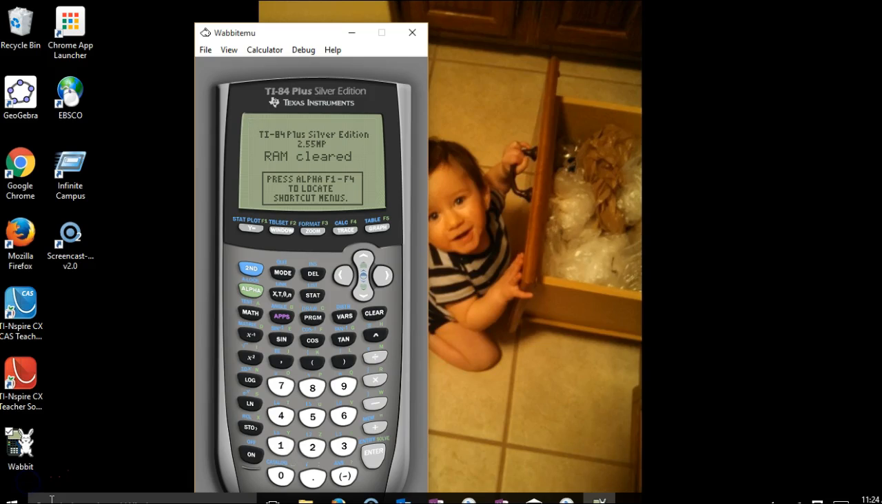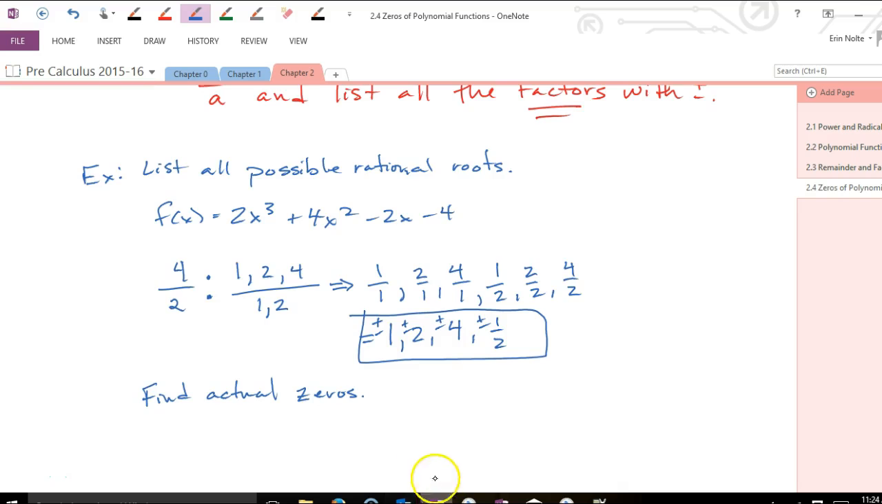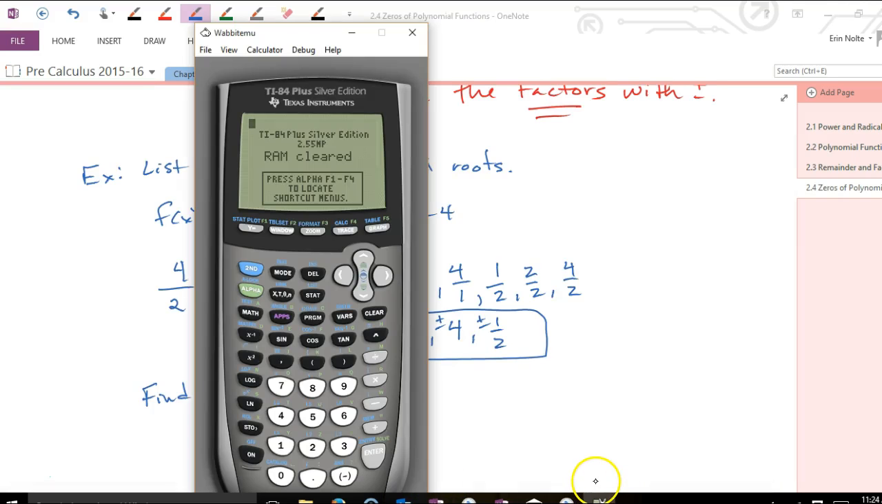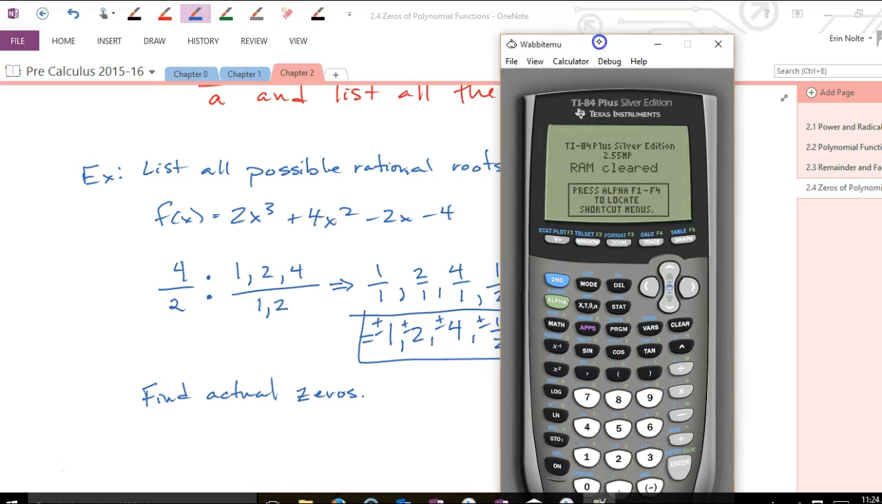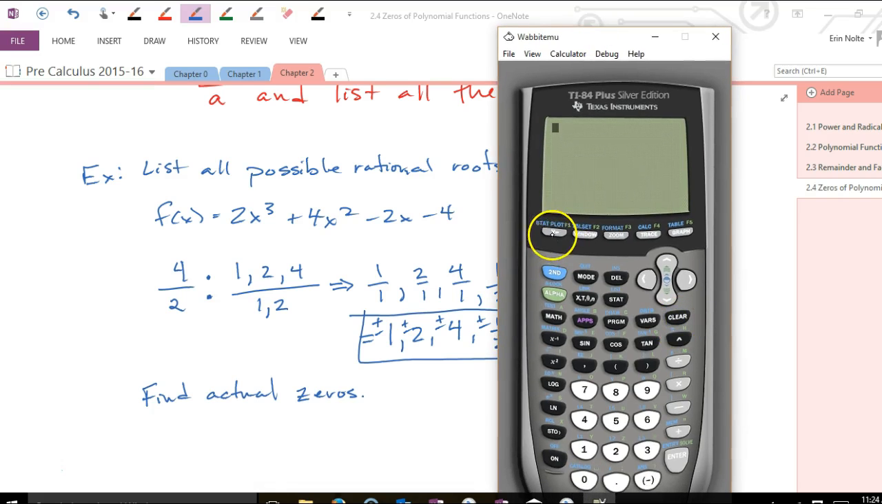Hold on for a second. Are we good? Holy cow. All right, so I'm going to type this function into my y equals and graph it. So I have 2x to the third, maybe. Oh my gosh. Plus 4x squared. Oh my gosh, this calculator is really slow.